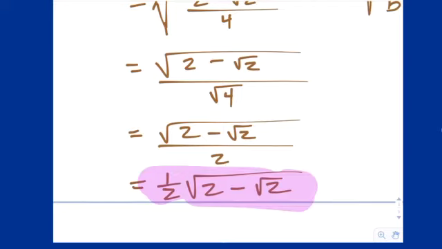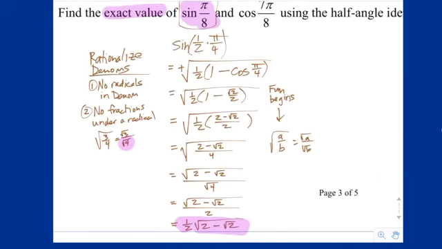So 1/2 the square root of 2 minus the square root of 2, and notice it makes a big difference where your radicals are and which radical covers what. That is your simplified rationalized answer. There are no radicals in the denominator, and there are no fractions under that radical. And I claim that that is the exact same value as sine of pi/8.